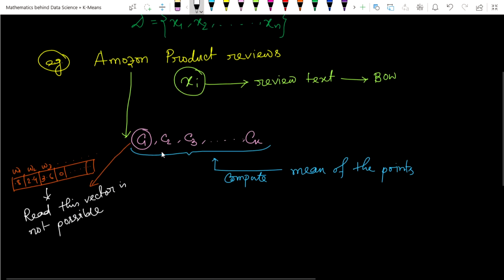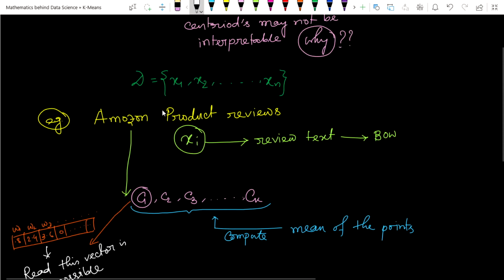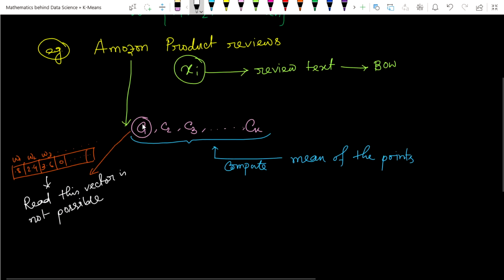If these centroids were lying on a data point, then we could easily read this text and easily predict this thing. But the centroid that we have computed here has been taken by using the simple mean of those points. So because of these reasons, reading this vector is impossible.